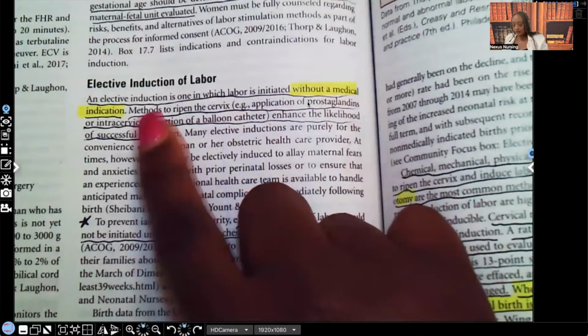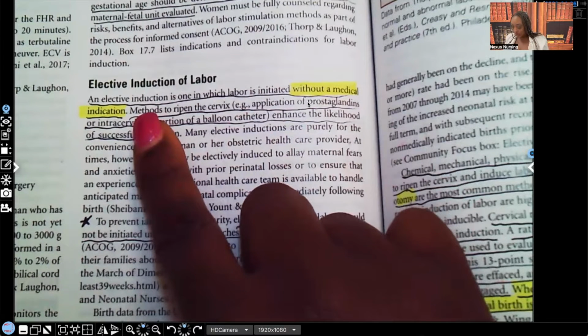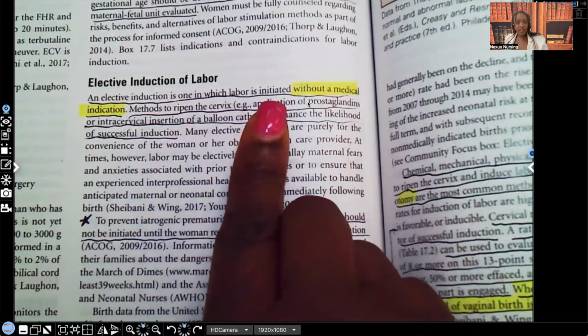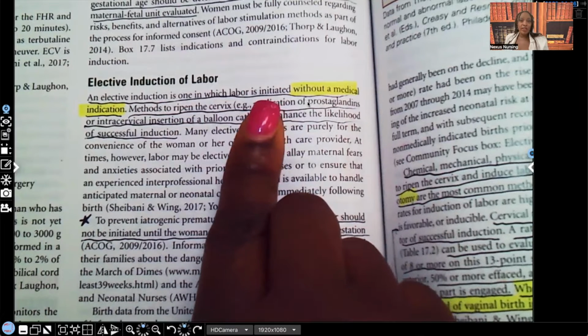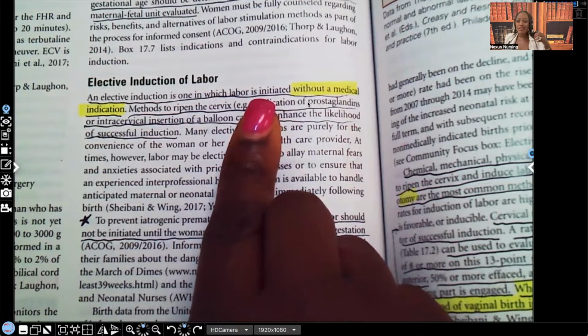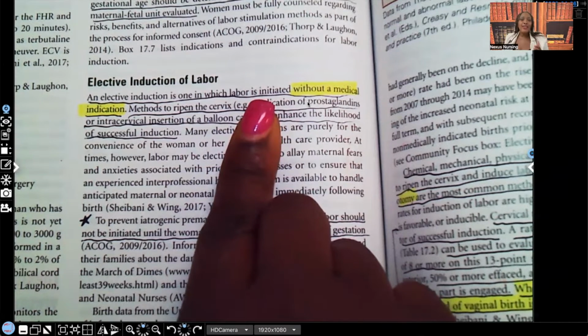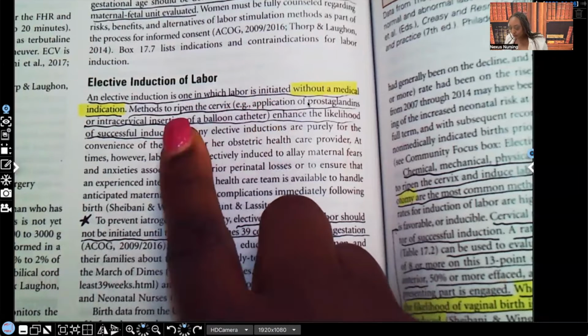Elective induction of labor. All right, so an elective induction is one in which labor is initiated, look at this guys, without medical indication. So it's not medically necessary, but maybe mom wants this particular doctor and the day that she's naturally supposed to give birth, he's golfing, right? And so they schedule induction of that labor. So induction of labor doesn't always have to be medically necessary.